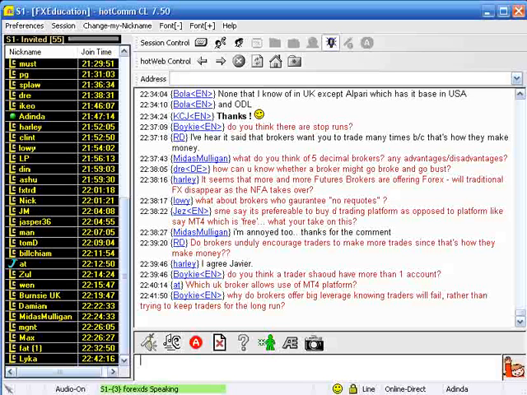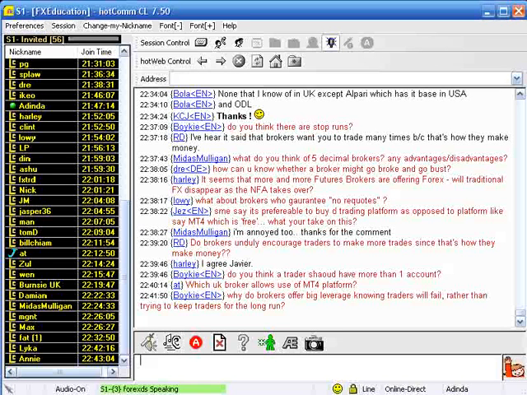Which UK broker allows the use of the MT4 platform? If you go to our website and use the broker comparison tab, you'll be able to select brokers by region as well as by those that provide the MT4 platform.